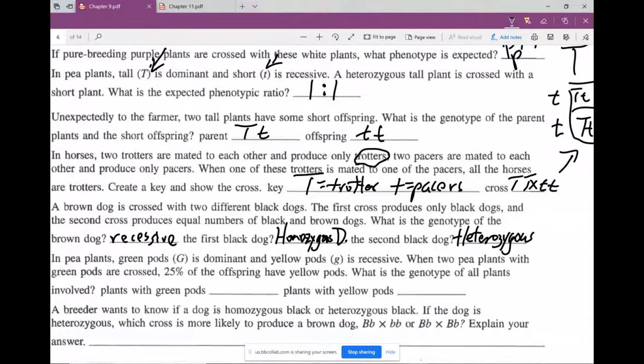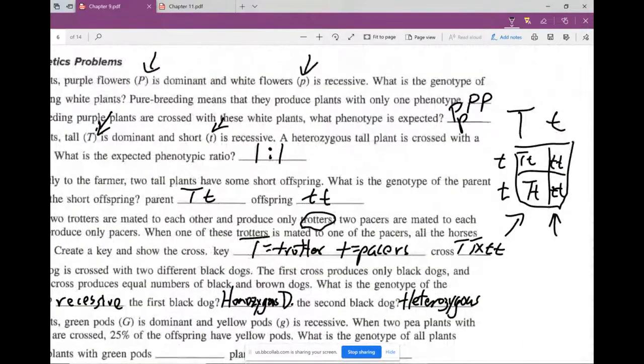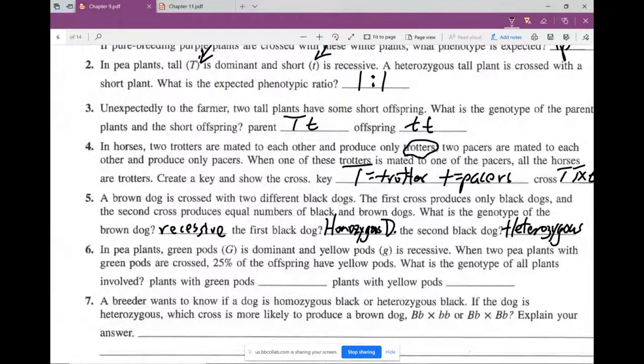Right? Half of the offspring turn out to be brown, and the other half turn out to be black. Just like over here, half of the offspring were trotters and the other half were pacers, or tall versus short. It's the same thing. In pea plants, green pods, capital G, is dominant, and yellow pods, lowercase g, is recessive.